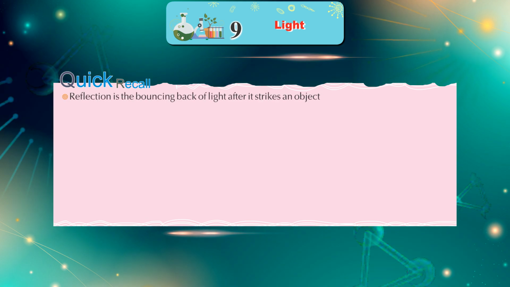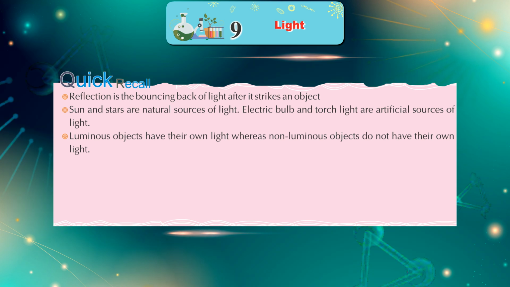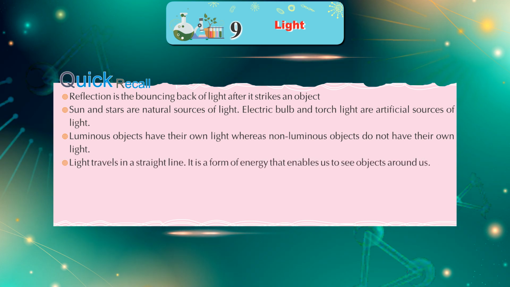Quick recall. Reflection is the bouncing back of light after it strikes an object. Sun and stars are natural sources of light. Electric bulb and torchlight are artificial sources of light. Luminous objects have their own light, whereas non-luminous objects do not have their own light.